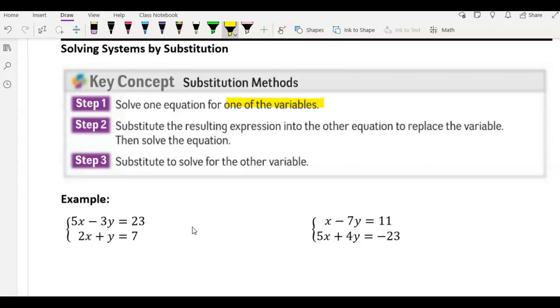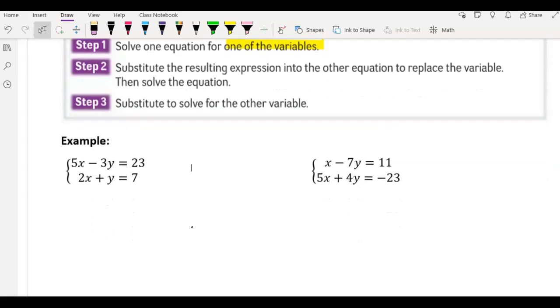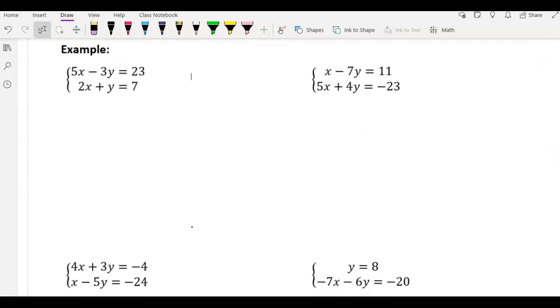So, Ms. Younger just rambled on lots and lots and lots. Let's put this into practice.